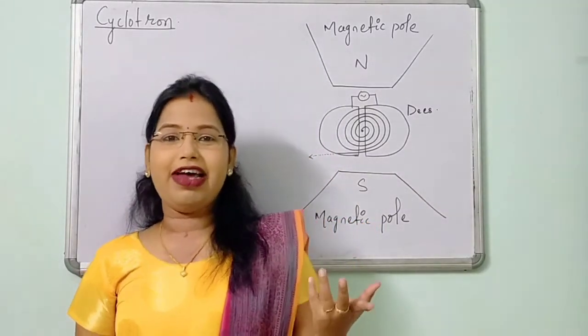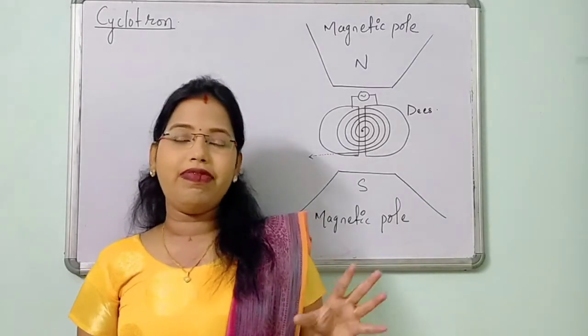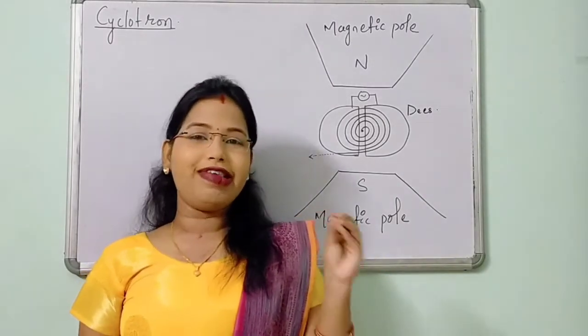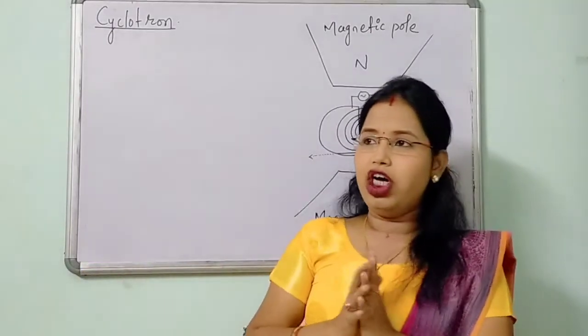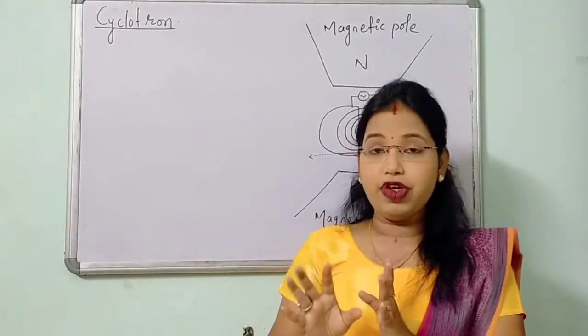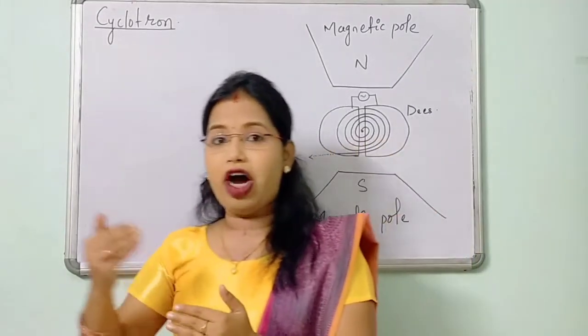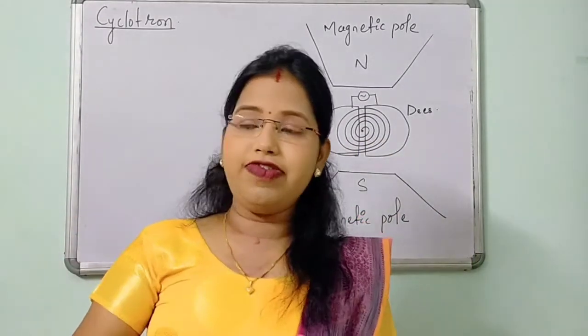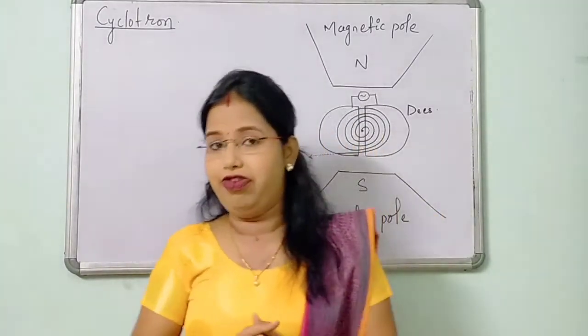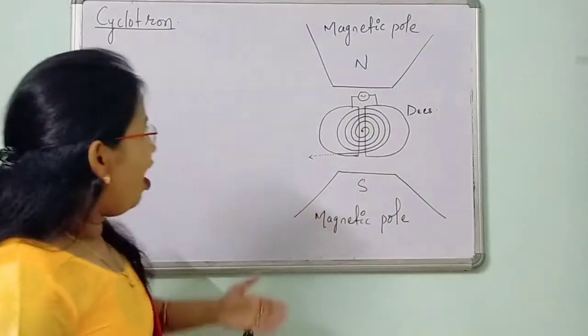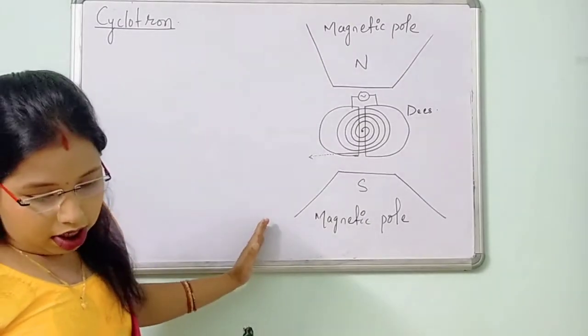Today we will be discussing one part of magnetostatics, that is the cyclotron. Basically, a cyclotron is a device which is used to accelerate charged particles or ions to a very high speed by using accelerating potentials. See, I have drawn this diagram.